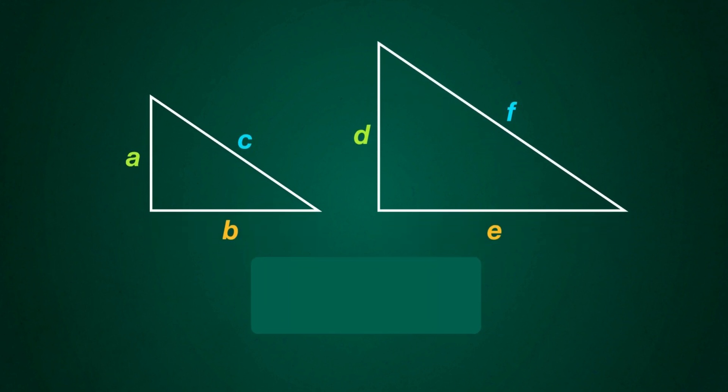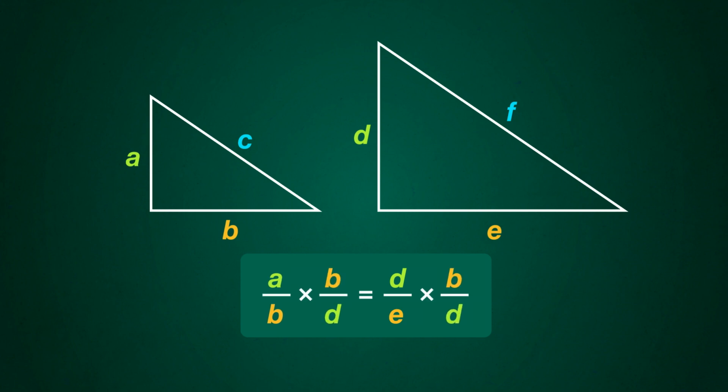So far, we've talked about interior angles and the relationships between sides for a particular triangle. But with similar triangles, because they have the same relationship between their sides, we can also talk about the proportions between both triangles. Because the sides correspond, we know that the ratio between A and B is the same as the ratio between D and E.